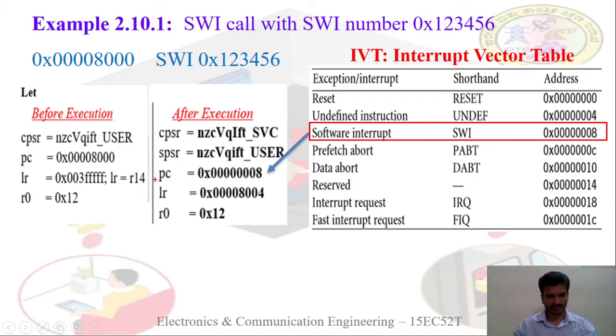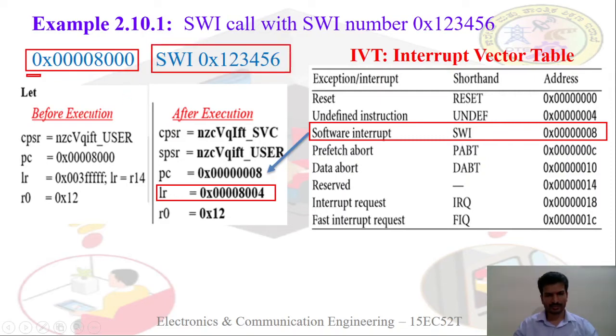The LR, the return address, here it is 0x00080004. This is the instruction after the SWI instruction. In ARM, each instruction takes 32 bits or 4 bytes. So the starting address is 8000, and 8000, 8001, 8002 and 8003 hold the SWI instruction. Later, 8004 is the next instruction after the SWI instruction.